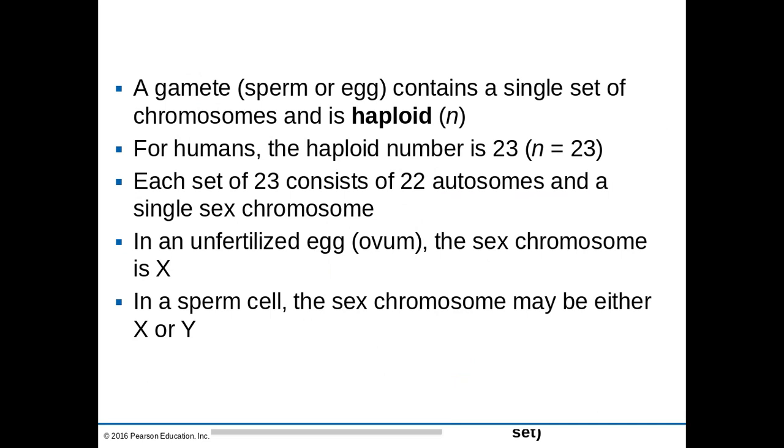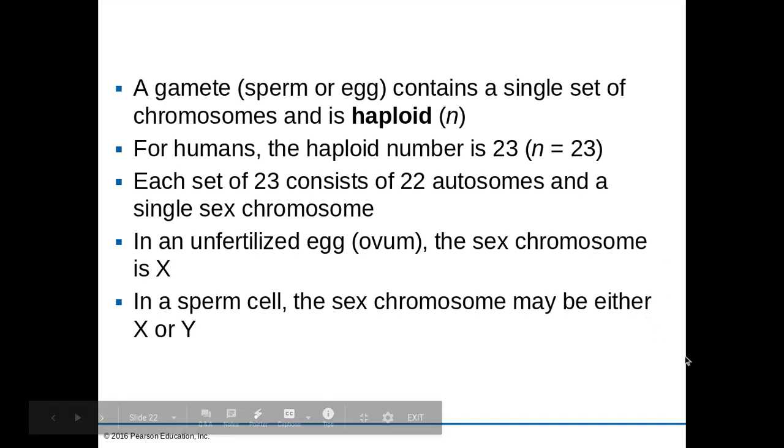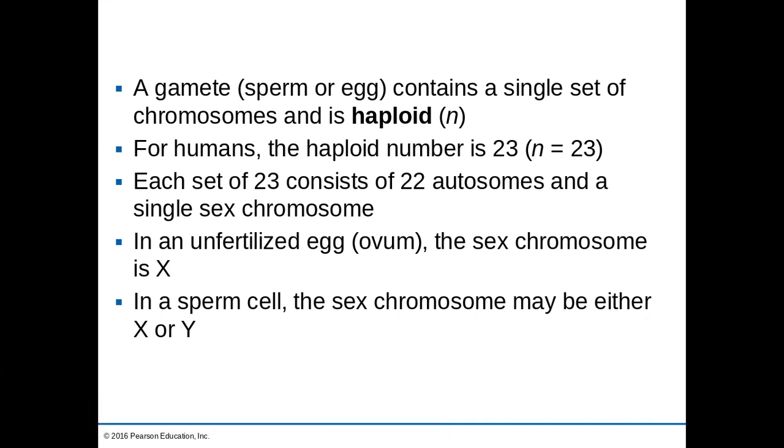In an egg, the sex chromosome is always an X, and in a sperm cell, the sex chromosome could be X or Y. So this is where they talk about how the male is determining the sex of the child, because the woman is always going to donate an X, no matter what. But the male can donate either an X or a Y. So if you think back to world history, when you think of Henry VIII, who kept killing his wives because they didn't produce a son, it was actually his fault.